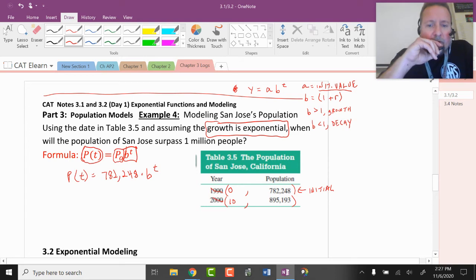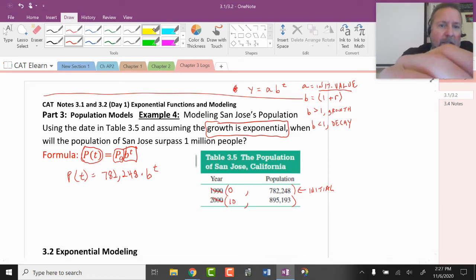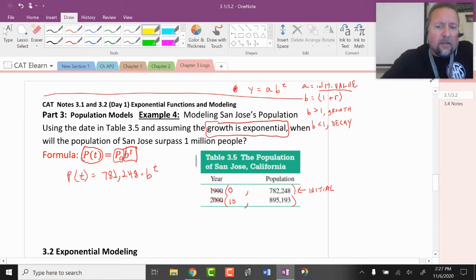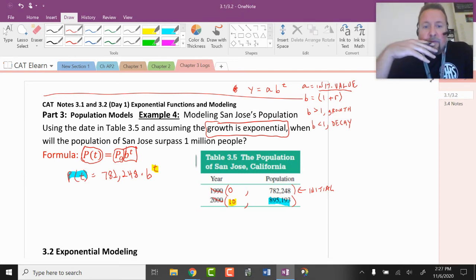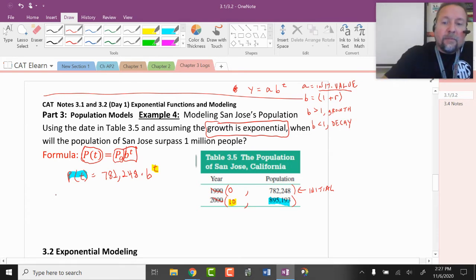And then I have some other unknowns. I have B, I have T, and I have P of T. But then when I look at this, I can take this second coordinate and start plugging it in. And this would go here. And then what we could do is see what is the average rate of growth over these 10 years exponentially, because populations usually do grow exponentially.